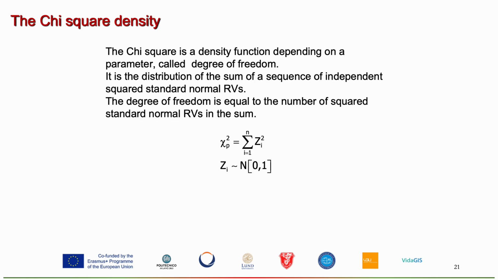In particular, the chi-square distribution is a density function that depends only on one parameter that is called degrees of freedom. The chi-square distribution is the sum of a sequence of independent squared standard normalized random variables, as it is written in the formula above.